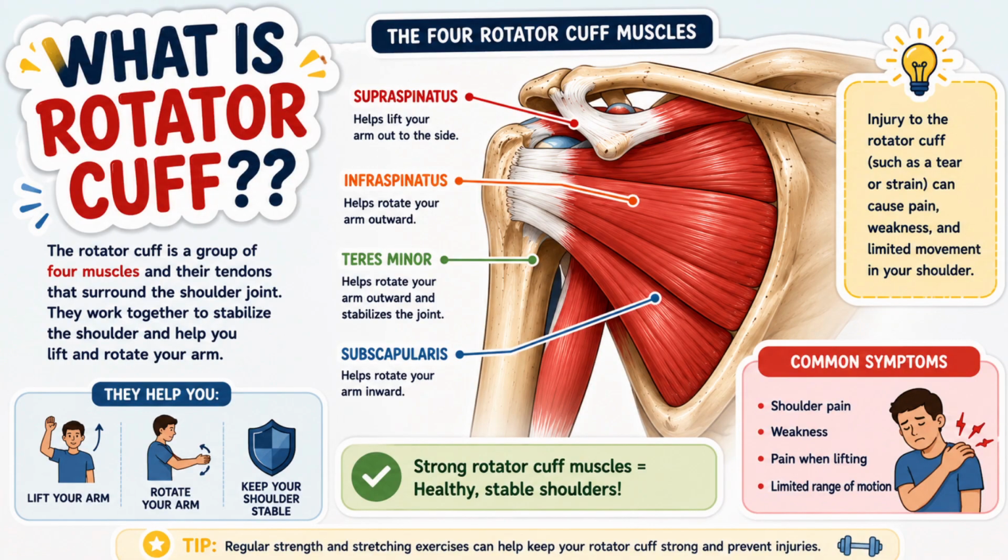So let's start with what the rotator cuff is. The shoulder joint is the most mobile joint in the human body. It is also called the glenohumeral joint. Unlike the hip joint, which is deep and stable, the shoulder joint is highly mobile. The shoulder sacrifices stability for mobility.